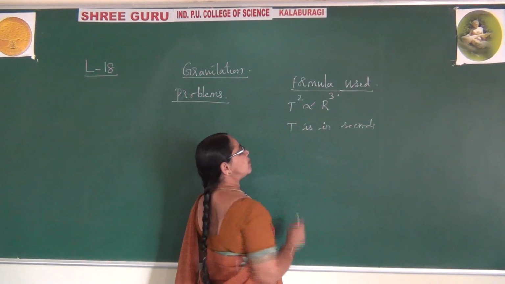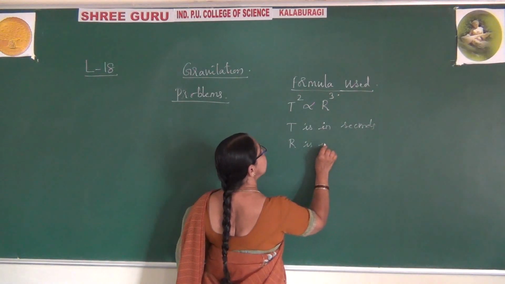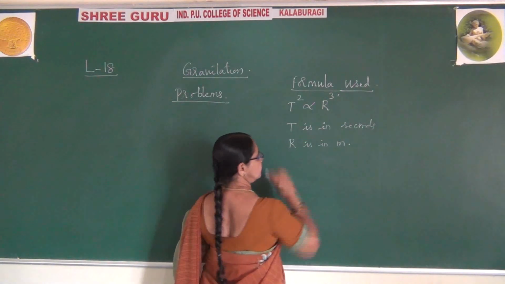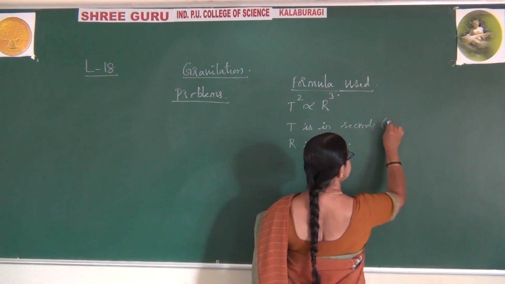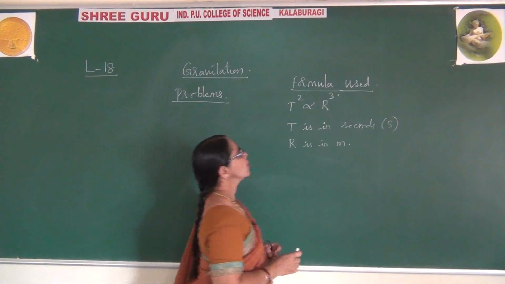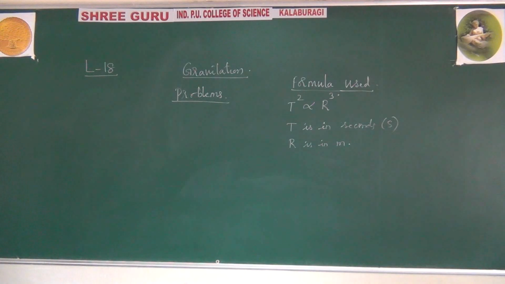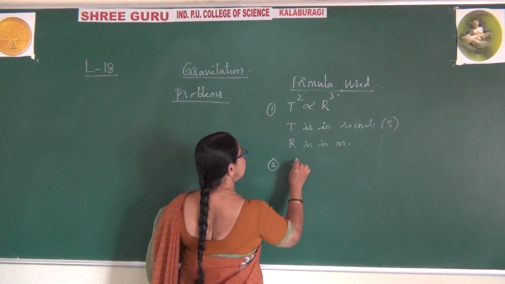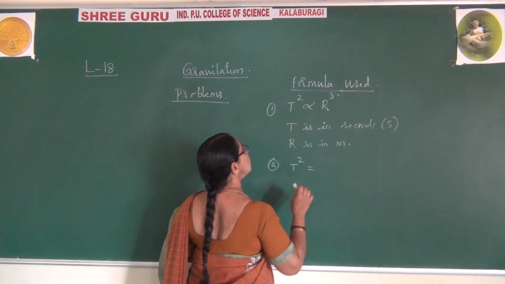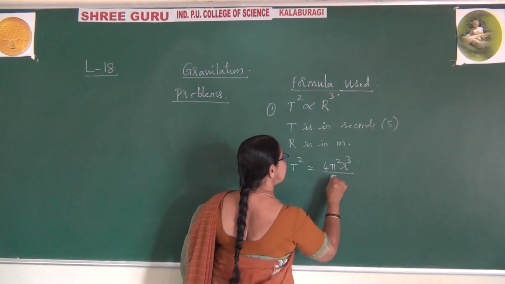If you are expressing distance, distance is always measured in meters. So you can remember, you can write this is for S, where it is meter here. One more formula based on time period: T square is equal to 4 pi square R cube divided by GM.